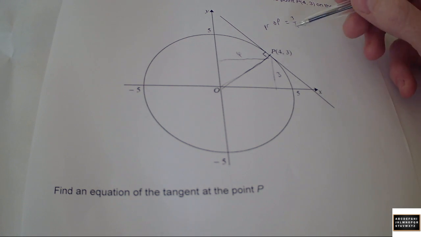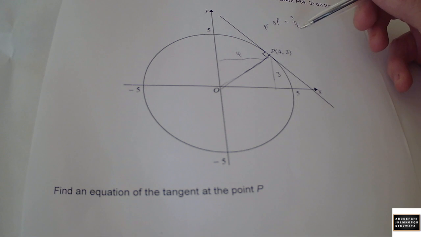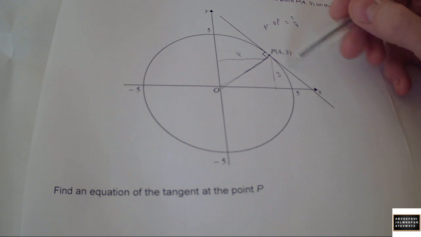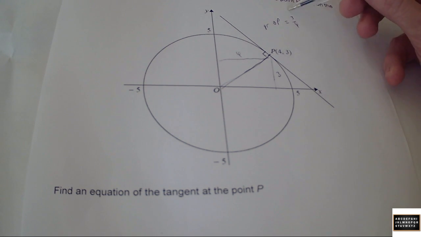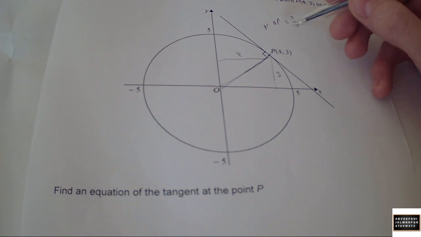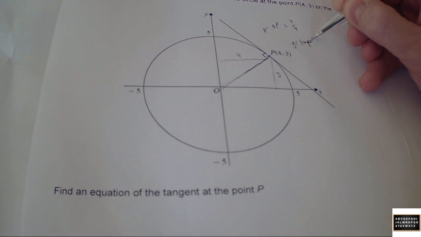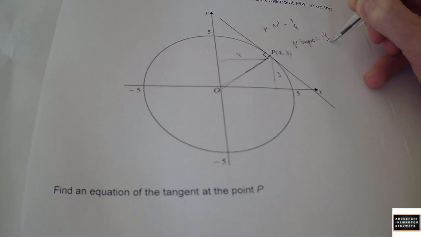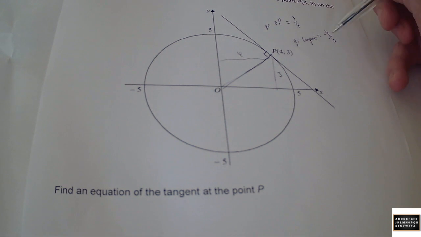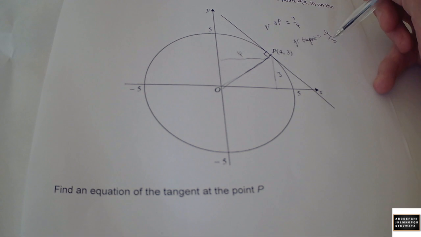So you should have learned that the gradient of the line that's perpendicular to that would always be, this times the gradient of this is always -1, so you do -1 over this. The way to think about it is just to flip this upside down and put a minus in front of it. So the gradient of the tangent here will be -4/3. So 3/4 obviously becomes 4/3, -4/3.